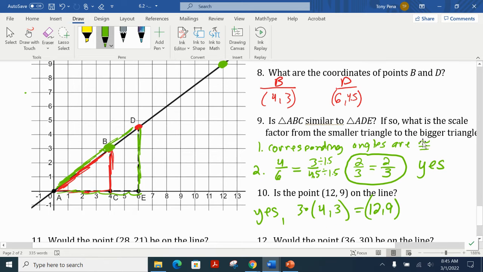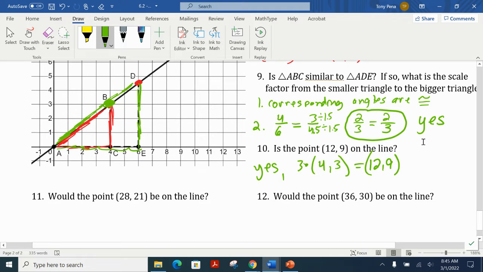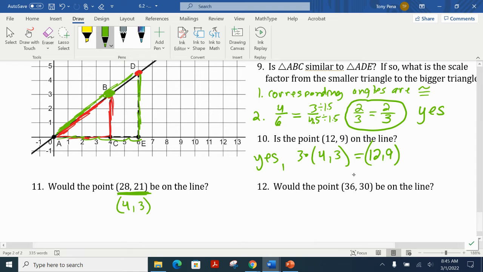So when we go to 11, the line can't be seen anymore. But I want to know if 28,21 would be on that line. The way we would figure that out is take the point 4,3. What would we multiply 4 by in order to get a 28? 7. If I multiply 3 by a 7, would that give me a 21? Yeah. So this simply means our scale factor would have been a 7, and yes, we would have ended up on that line.